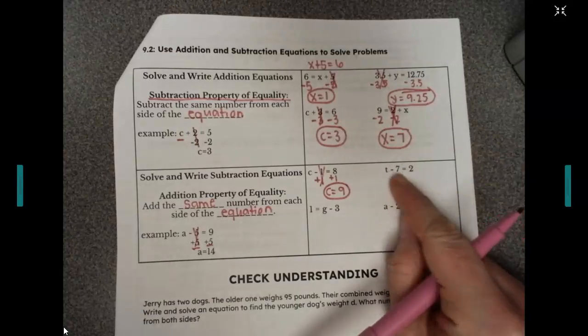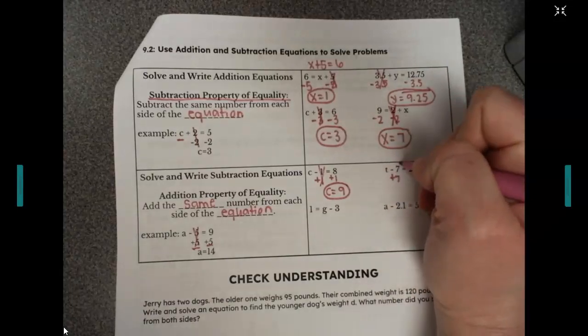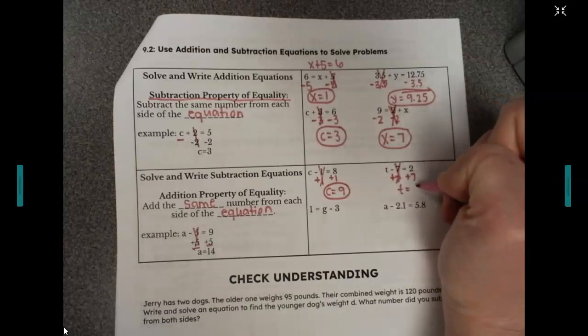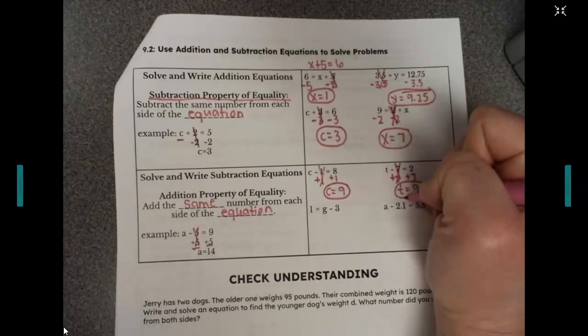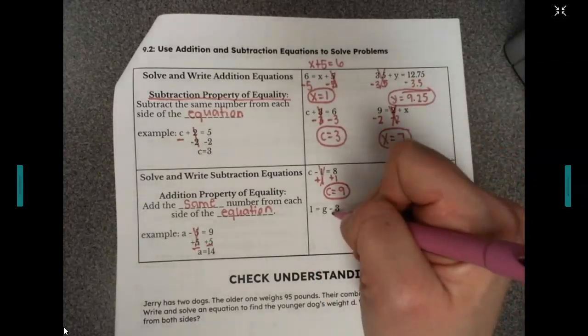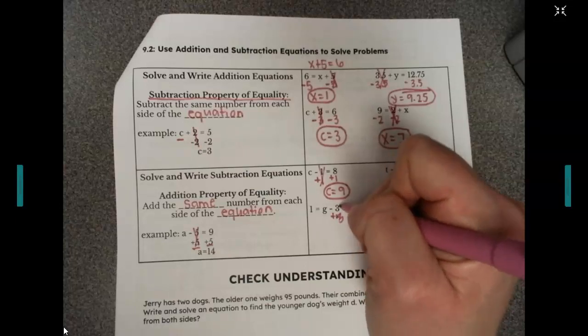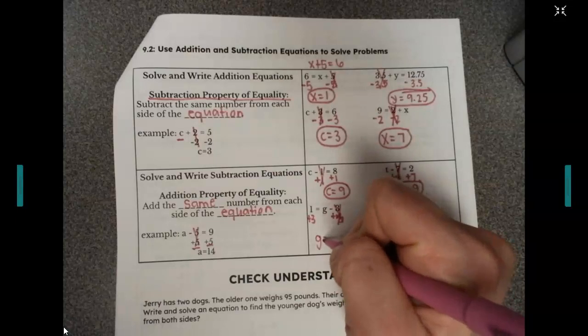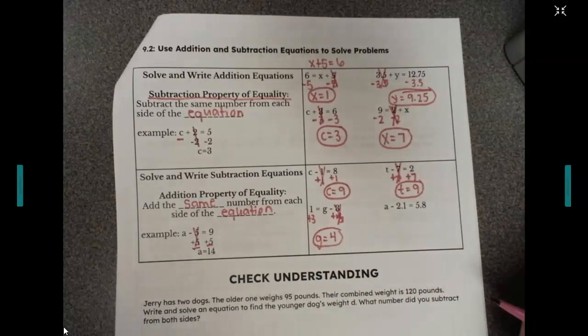The opposite of subtracting 7 is adding 7. So I'm going to do that to both sides. So T equals 7 plus 2, which is 9. This one, the opposite of subtracting 3 is adding 3. So I'm going to add 3. So G equals 4, because 4 minus 3 is 1.